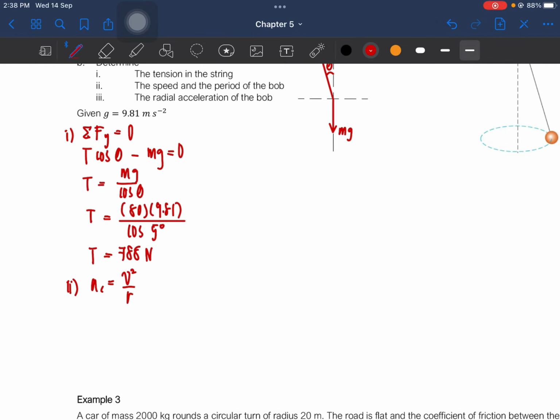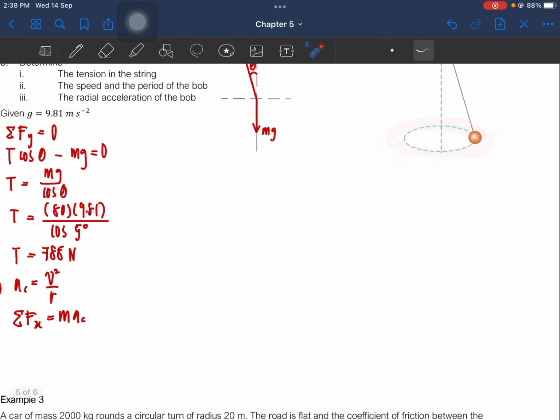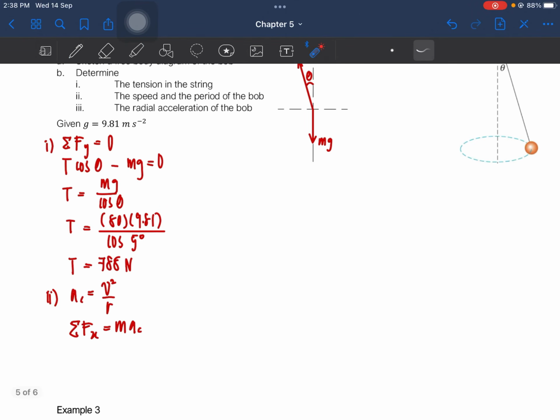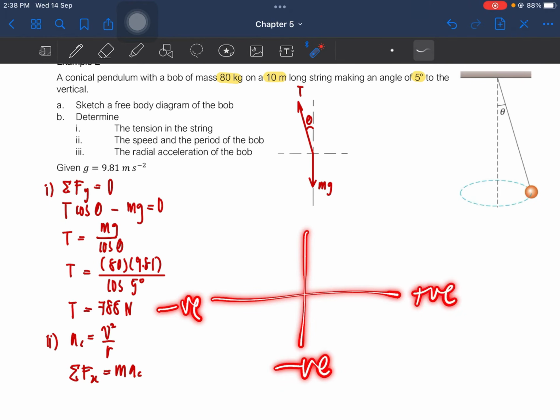So dari sini kita boleh apply, kita boleh look at the x component and it is equal to MAC. Dia bukan equal to 0 sebab sekarang ni dia ada motion in the x direction lah. Sekarang ni total forces at x is just T sin theta. T sin theta is pointing to the left. Dia negatif atau positif? Kalau bukan uniform circular motion, kita akan assume dia akan jadi negatif, sebab sign convention kita sudah decide yang di sini negatif, di sini negatif, di sini positif, sini positif.